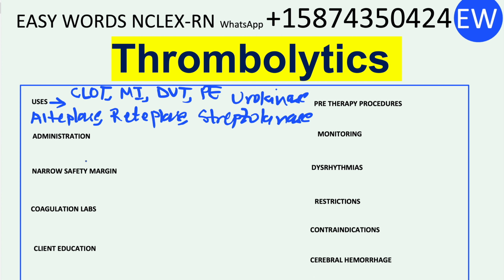Administration. The effectiveness of the thrombolytics is directly related to the time of administration, and thrombolytics are most effective if they are administered within the 4 hours of the clot formation.